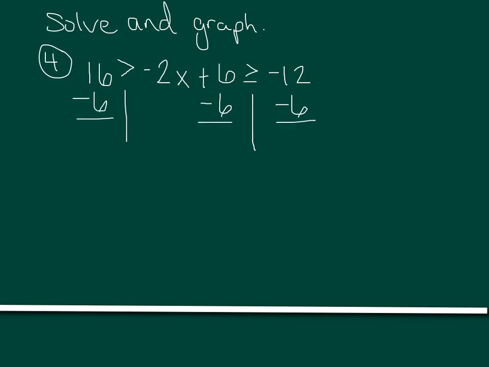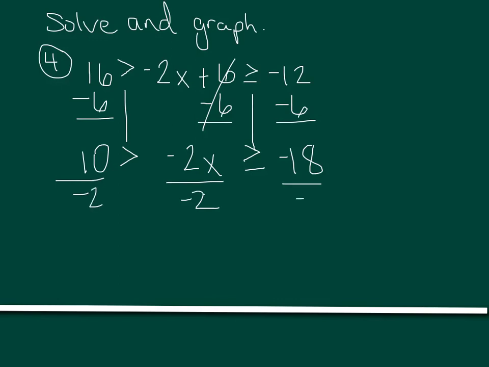So 16 minus 6 is 10. I do not need to flip the sign because I did not multiply or divide by a negative. We get -2x in the middle. Again, I don't need to flip that sign. You get -18 on this side. Now x is still not by itself, so I need to divide everything by -2, all 3, not just the middle, not just the right side. We are dividing by a negative, which means I need to flip my sign.